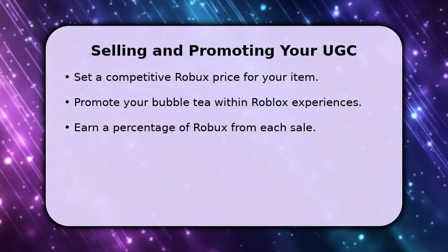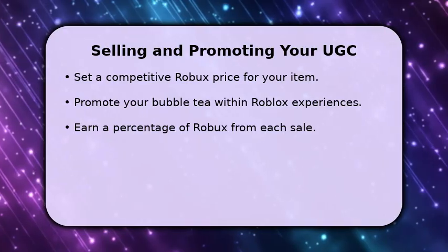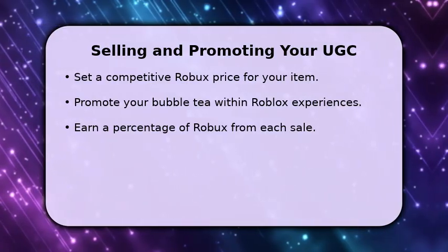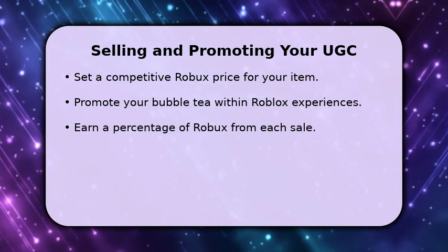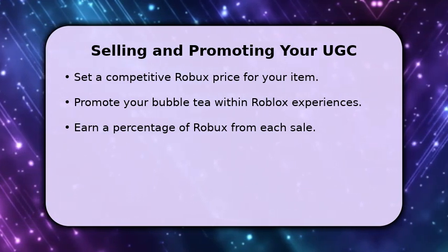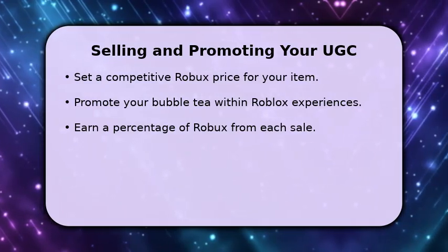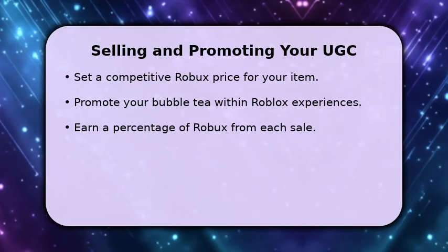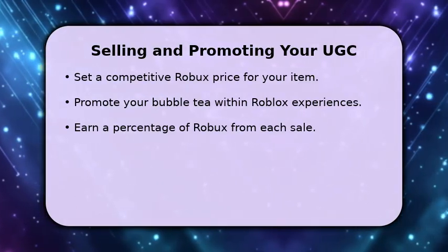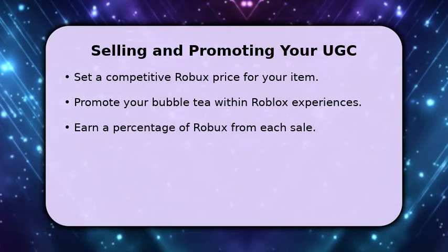Finally, after approval, you can set a competitive Robux price for your Bubble Tea item. Creators typically earn a 70% share of the Robux from each sale, with the remaining 30% going to Roblox. To maximize sales, actively promote your UGC within your own Roblox experiences or through social media. Engaging with the community and showcasing your items' unique features can significantly boost its visibility and appeal to a wider audience.